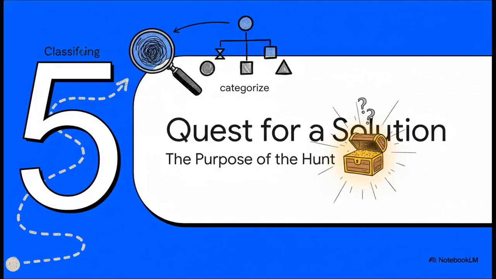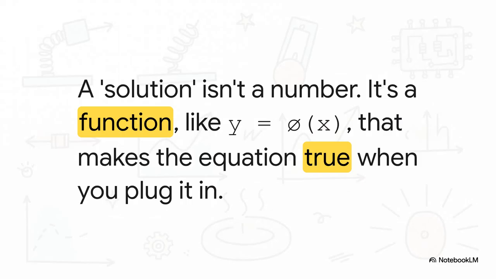So, we've learned how to spot them, classify them, and categorize them. But why? What's the point of this whole hunt? Well, the ultimate goal, the whole reason we do this, is to find a solution. But what does that even mean in this context? Okay, this right here is probably the most important idea to get. If I give you an algebra problem like x plus 2 equals 5, the solution is a number, right? x equals 3. But the solution to a differential equation is not a number. It's an entire function. It's the whole story the equation was trying to tell you, the complete description of a behavior over time or space.